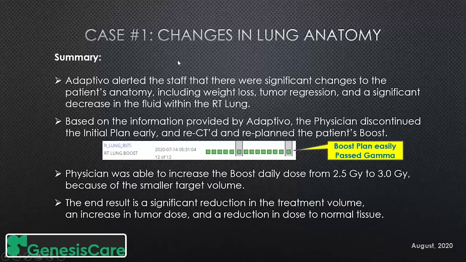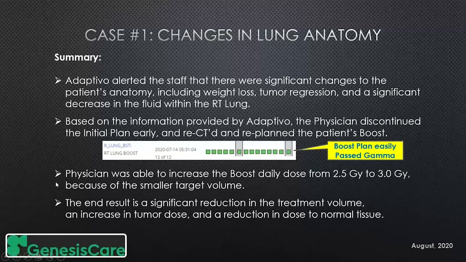So for case number 1, in summary, Adaptivo alerted the staff that there were significant changes to the patient's anatomy, including weight loss, tumor regression, and a significant decrease in the fluid within the right lung. Based on the information provided by Adaptivo, the physician discontinued the initial plan early and re-CT'd and replanned the patient's boost. So if we had gone with the original boost without replanning, I have no idea what the gamma results would be, but I'm sure they would not be this good. With the new revised boost, all 12 fractions easily were above threshold and passed gamma.